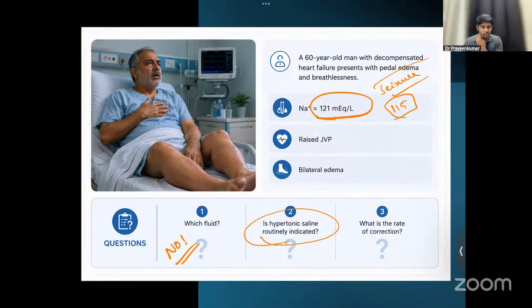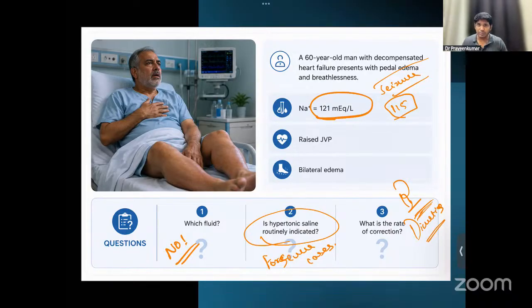Is hypertonic saline routinely indicated? No, it is indicated only for severe cases. What is the treatment you should give here for this patient without any symptoms? You have to give diuretics. And how much sodium should be corrected?